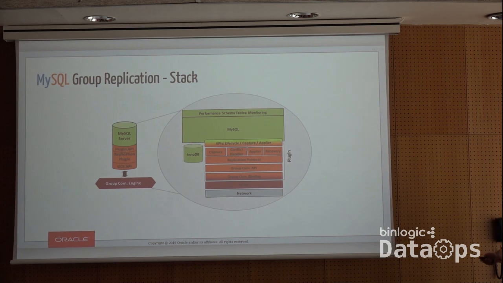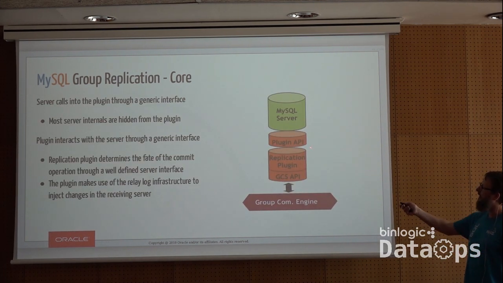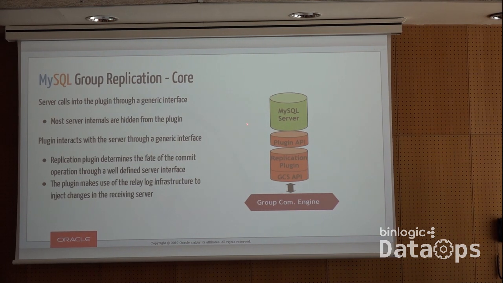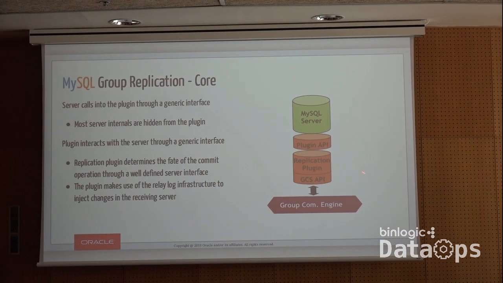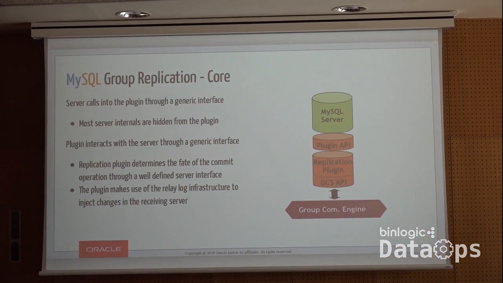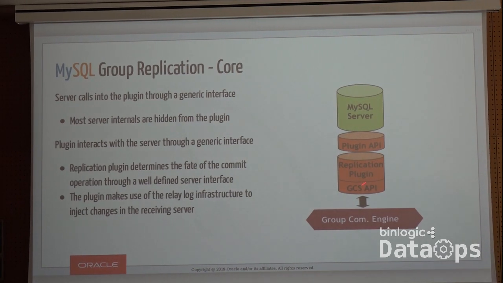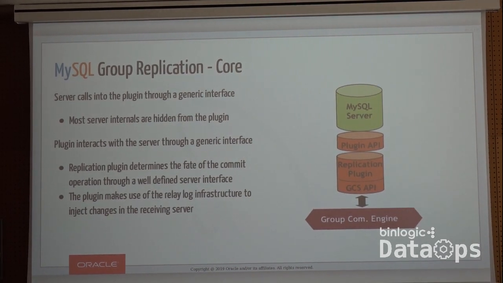So let's take the core now. So here, the plugin API, right? So the server will call everything it has to send to the plugin via a generic interface here. So all these internals are hidden from the plugin and from the users. All that is made in the server. And the plugin will interact also through this generic interface. And this is how we can commit, do we have to do all that kind of stuff. It's all made through the plugin, right?